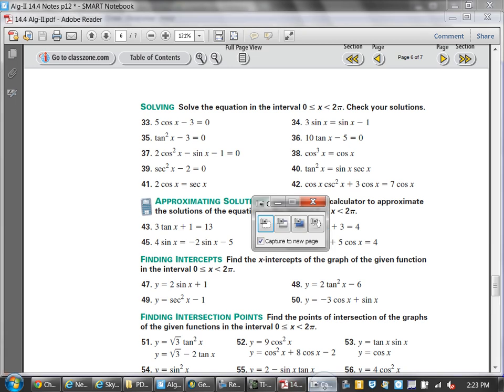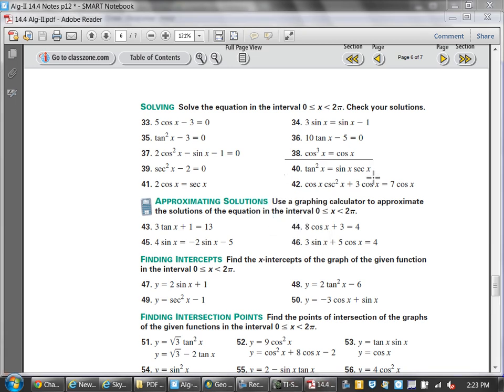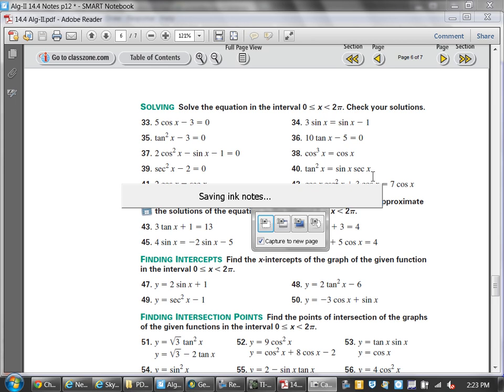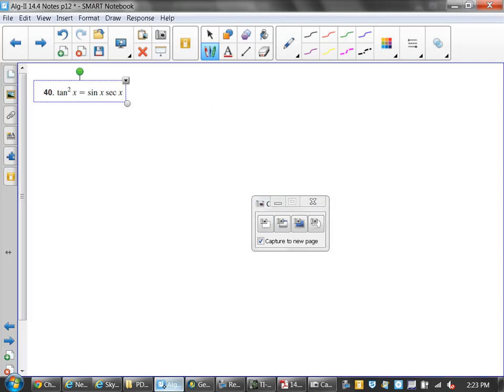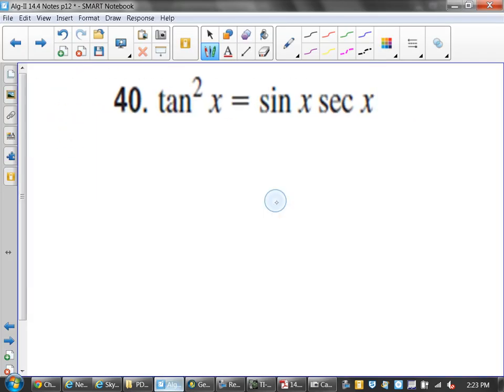Take a look at 40. I want to talk about 40. In these problems here, we've been trying to get one side equal to 0. That way we can do factoring, we can do some stuff like that. What is sine times secant? Sine over cosine, isn't it? So it's tangent.